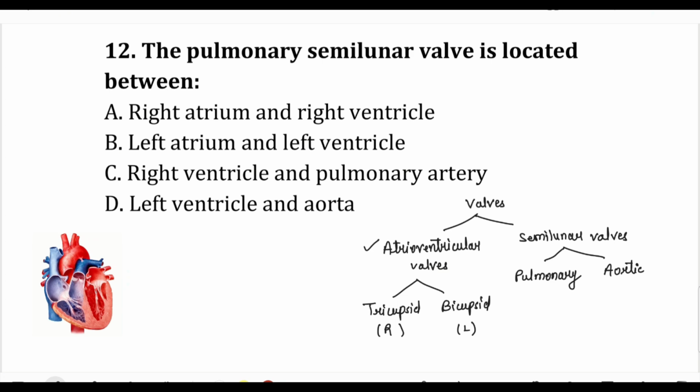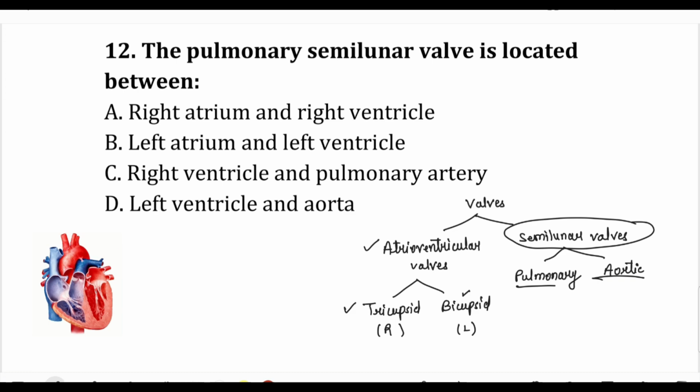First, the atrioventricular valve, which is located between the atrium and ventricles. As we have studied, we have the tricuspid valve, which is located between the right auricle and ventricle, and the bicuspid valve, which is located in between the left auricle and left ventricle. Apart from this, we have 2 semilunar valves known as the pulmonary semilunar valve and the aortic semilunar valve.